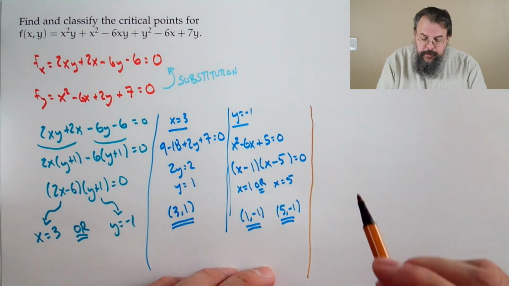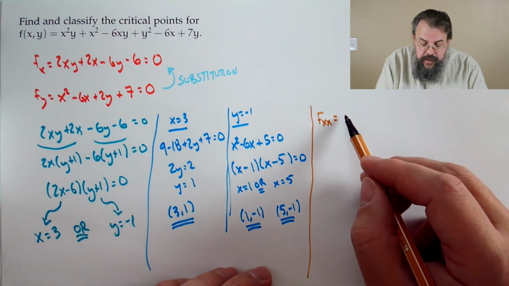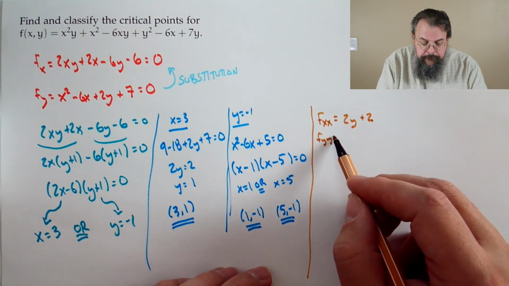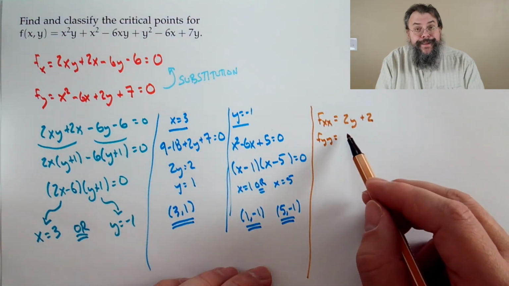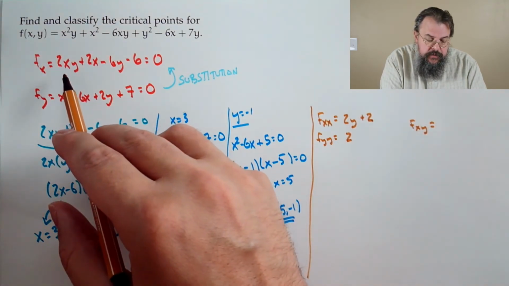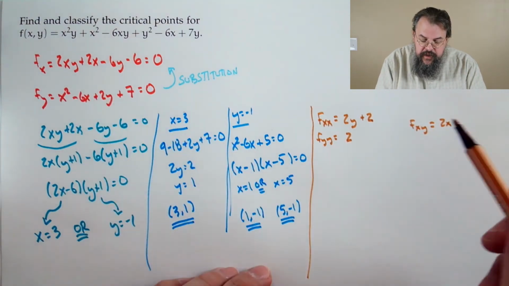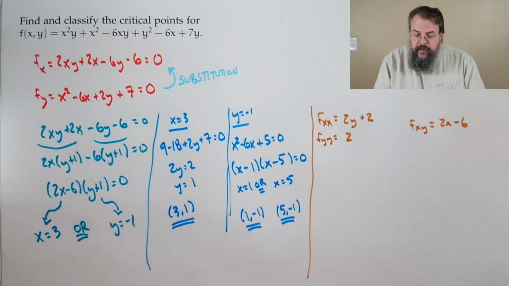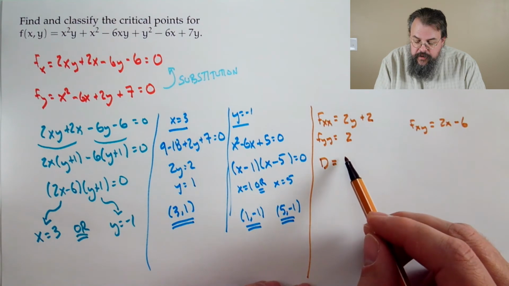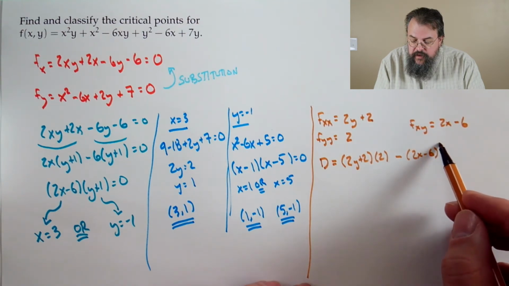So here we go. We're going to look at our second order derivatives. f_xx, that would be 2y plus 2. f_yy would be 2. Oh, that's nice. Okay, how about f_xy? That would be, taking the derivative with respect to y here, 2x minus 6, and that's it. So the discriminant, f_xx times f_yy, so 2y plus 2 times 2, subtract 2x minus 6 squared.